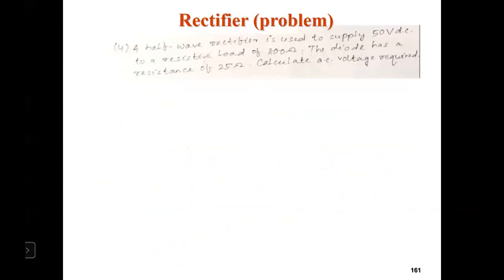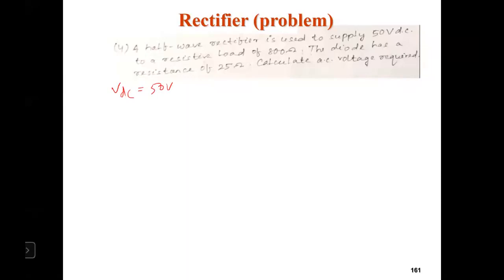Just one problem. A half wave rectifier is used to supply 50 volt DC to a resistive load of 800 ohm. The diode has a resistance of 25 ohm. Calculate the AC voltage required. That is done in the opposite way. Here it is given that VDC is equal to 50 volt, because it says the half wave rectifier is used to supply 50 volt DC to the resistive load.